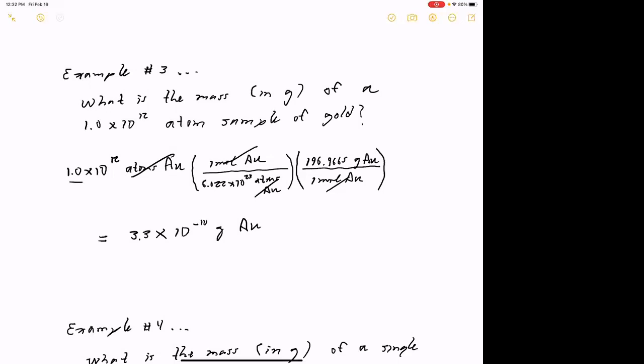So that's an interesting thing. That's still a lot of gold atoms, isn't it? 10 to the 12th is a lot of them, but is 10 to the minus 10th grams actually an amount of gold I could weigh out on a balance? Do you guys know of any balance that goes down to 10 to the minus 10th grams? I don't know of any balance that does that. So we're still actually talking about a very tiny amount of gold. So this really gives you an idea of how small and inconsequential an atom really is.